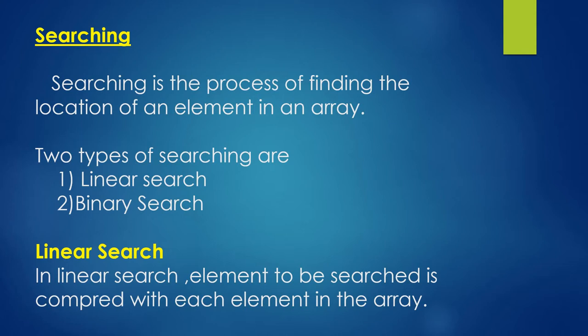First, linear search. In linear search, the element to be searched is compared with each element in the array. Suppose you want to search for one element, what will be the input in linear search? First, the number of elements in the array. Then the elements of the array. Then we need one element for searching. Then in linear search, that element to be searched is compared with each element in the array.